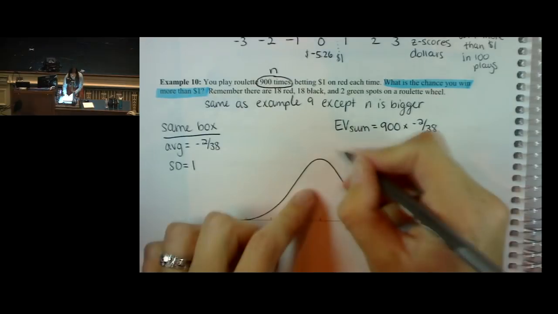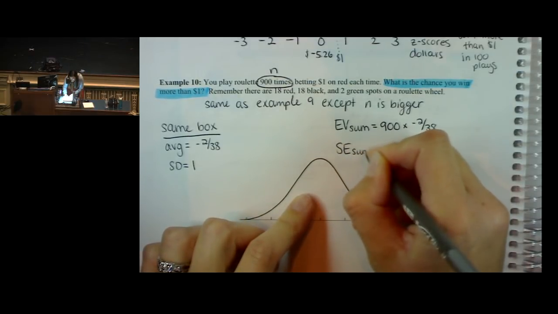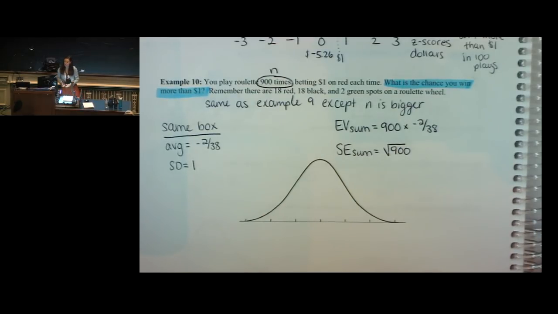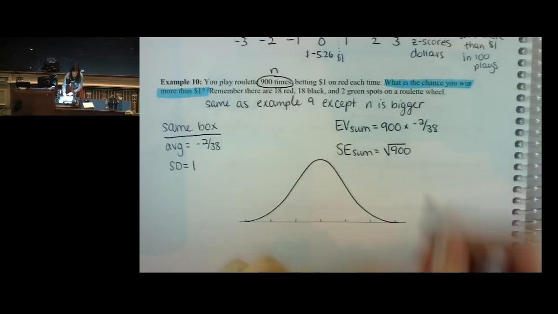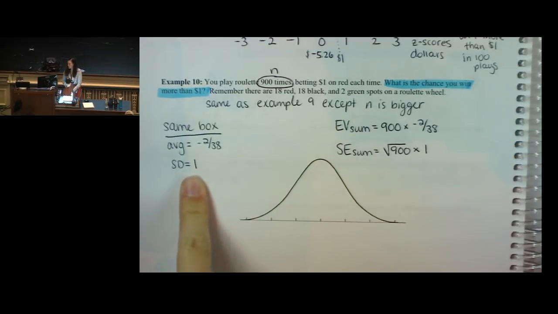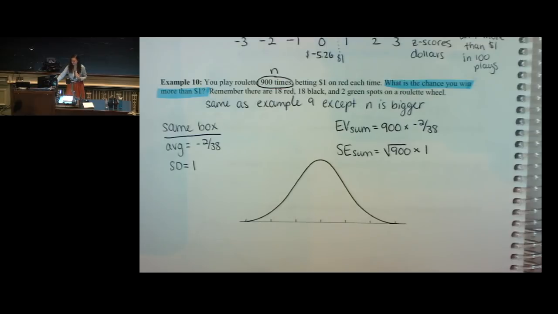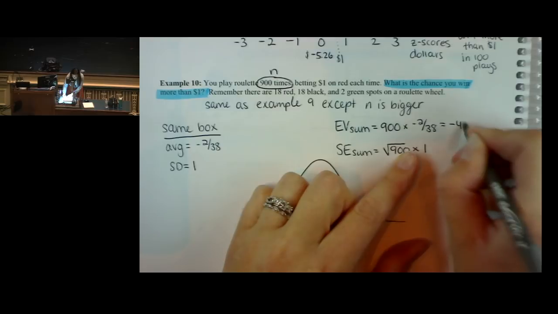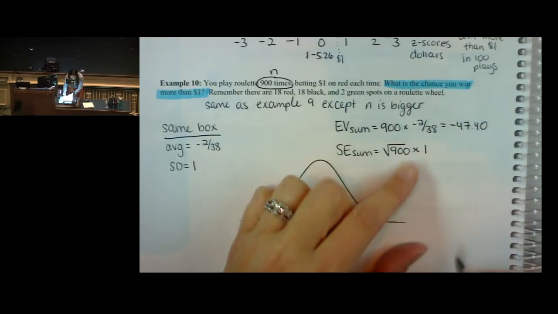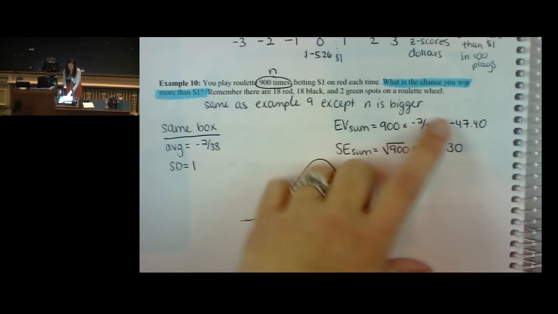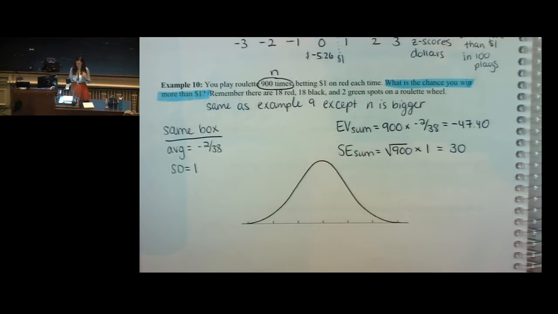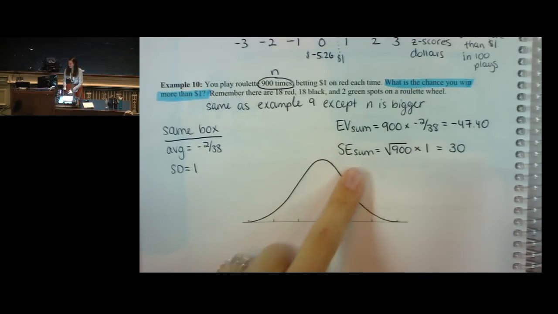And then my standard error is also going to change. I have the square root of n. So instead of the square root of 100, I have the square root of 900 times the standard deviation, which is still 1. And these end up being negative 47.4, and 30. So sure, you're expected to lose more the more you play, but also there's a bigger standard error, for sure.